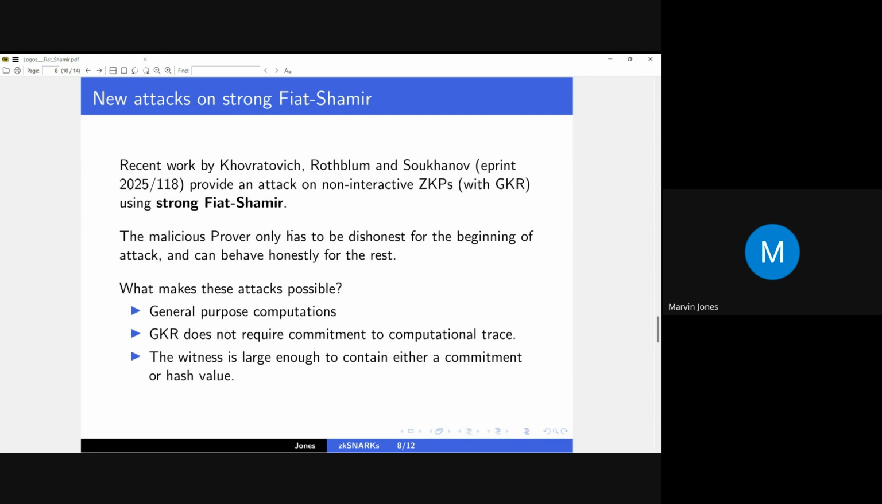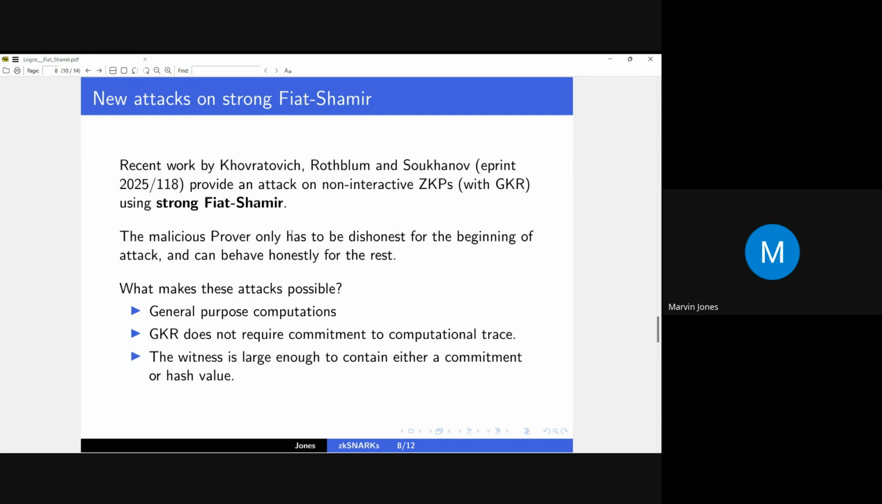Why is this possible on newer protocol systems potentially? That's because the old ones used to be just signature proofs and identity proofs, very simple. But now we're doing general purpose computations with our circuits, and that opens things up a lot. Additionally, GKR goes further with these general purpose computations, and it doesn't even require a commitment to the computational trace, which is one of the benefits of GKR.